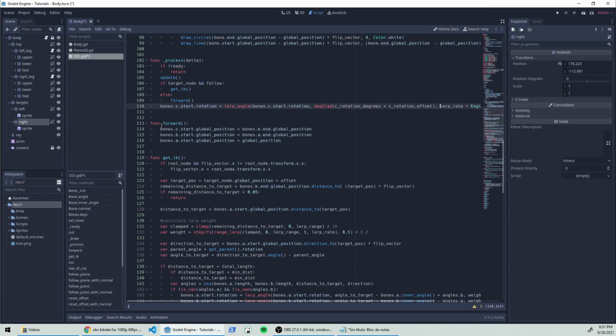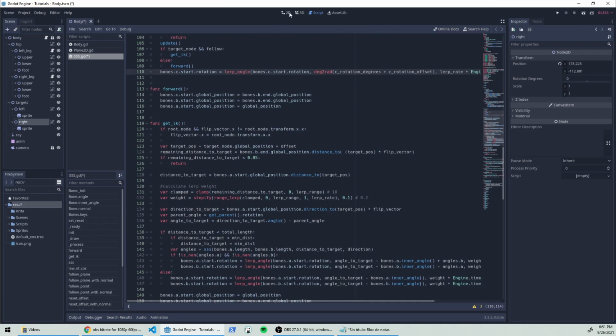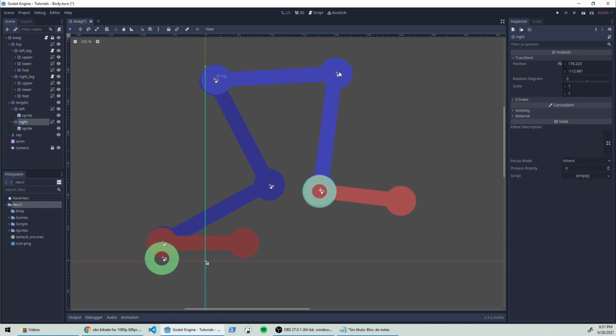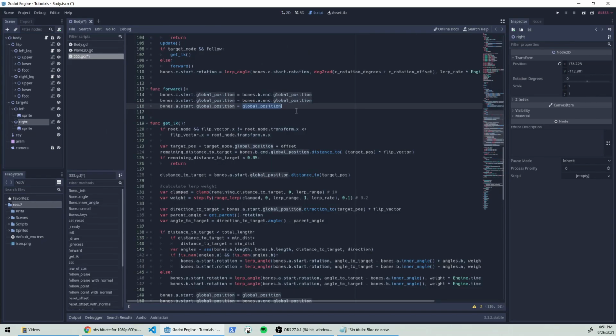Okay, for the forward kinematics, basically you just assign the global position of C, so the start of C, to the end of B, and then you do the same for everything. So B goes at the end of A, and A goes at the root. So the start of the foot goes to the end of bone B, and the start of bone B goes at the end of bone A. That's basically forward kinematics. I'm sure there's more to it, but we're not talking about forward kinematics here.